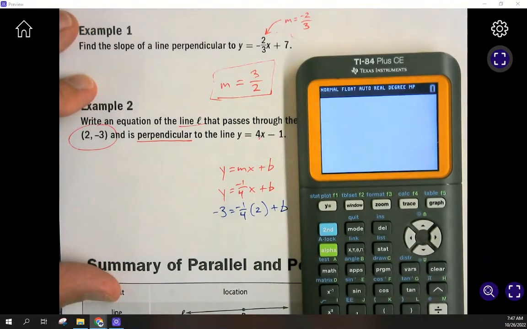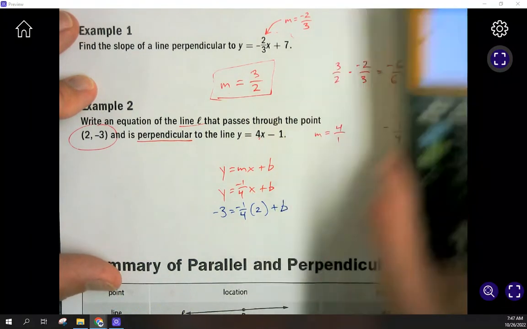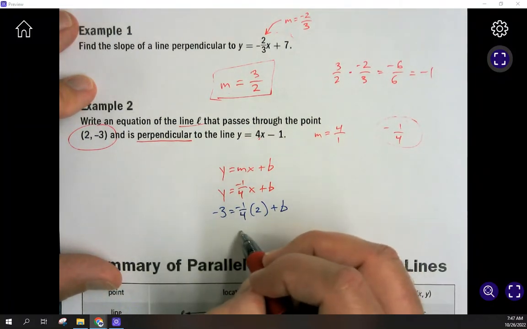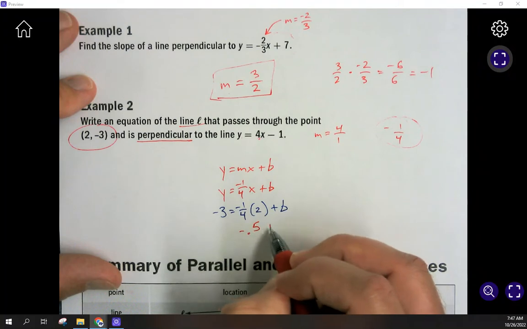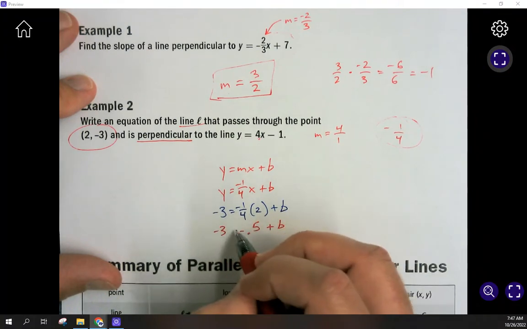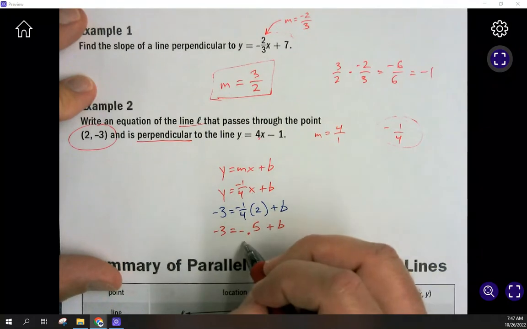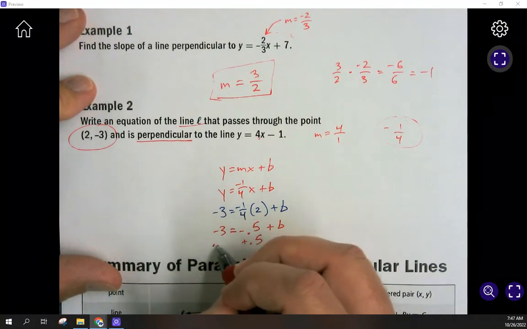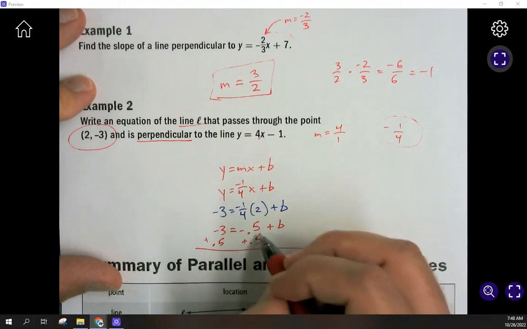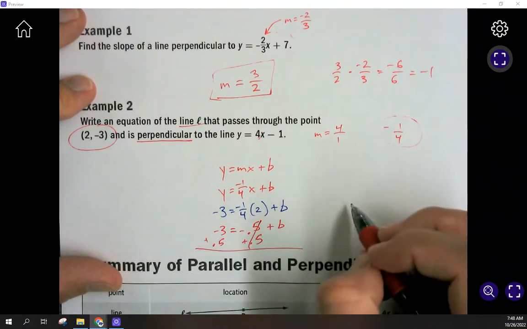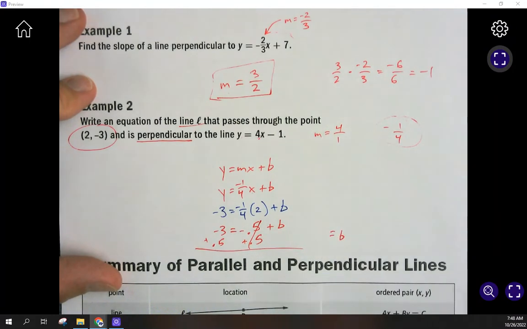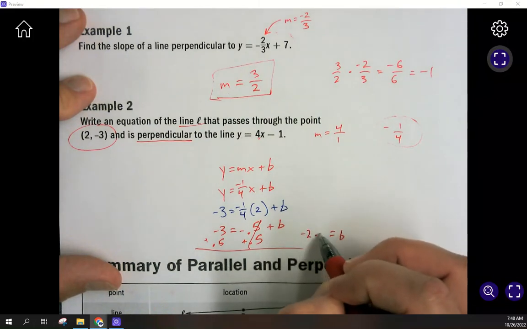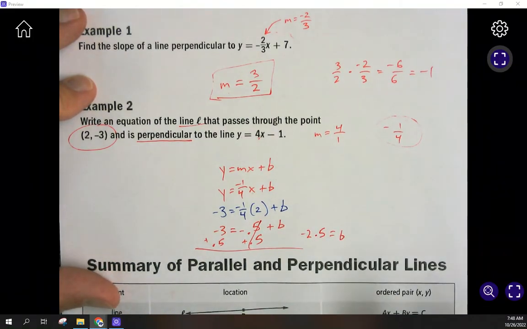So first thing I should do is multiply 1/4 times 2. You might be able to do that in your head. It's a half, or 0.5, and it's a negative times a positive, so it's going to be negative 0.5 plus b. All right, so I'm going to have to add 0.5 to both sides to get rid of it, and now b is going to be by itself. So b equals, and if you do -3 plus 0.5, you're getting closer to 0. That's going to be negative 2.5. So that is your b.